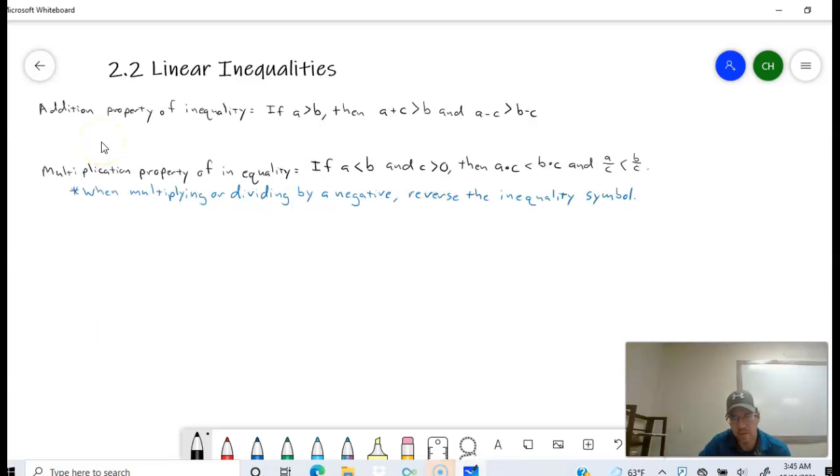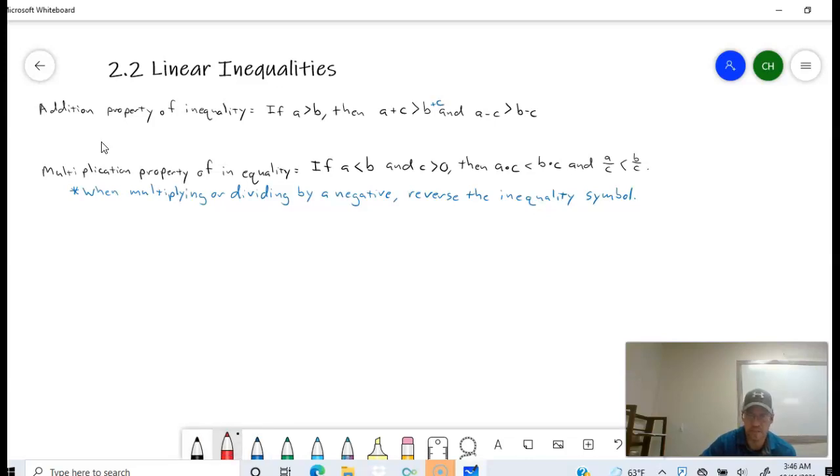Okay, so when solving linear inequalities, we have two rules. We have an addition property of inequality, which is pretty much the same as the addition property of equality. Basically, if A is greater than B, then A plus C is greater than B plus C, and A minus C is greater than B minus C.